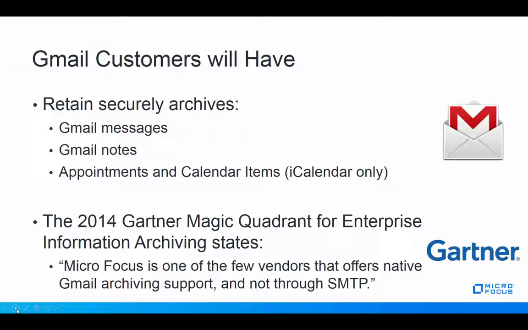They could restore it right to there, or you could do it for them, and it's a quick and easy process. And one of the Gartner Magic Quadrant reports for enterprise information archiving talked about how Micro Focus and the Retain solution is one of the few solutions that has native Gmail archiving support instead of SMTP. So for those of you on Gmail, that's how it works there.